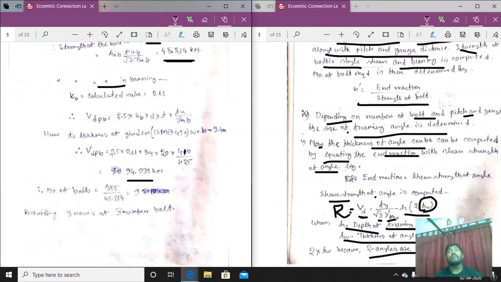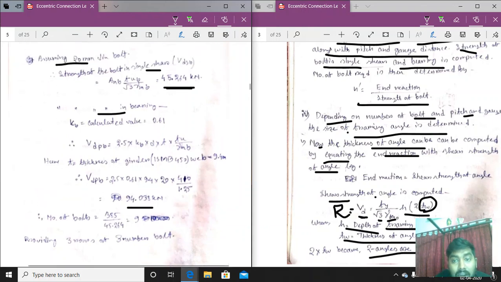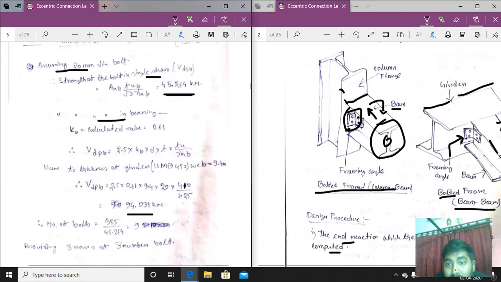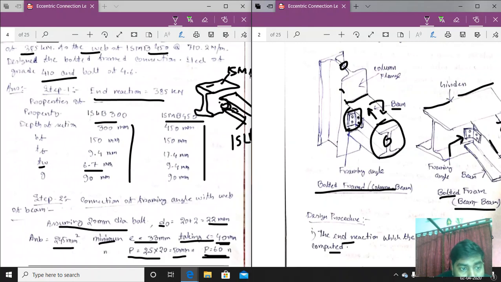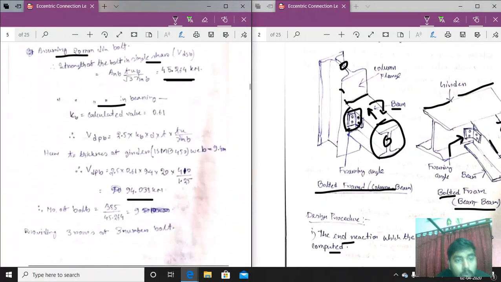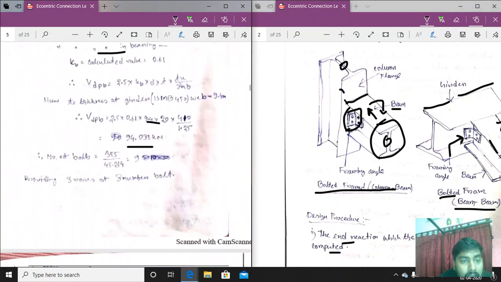So what value to be taken? That is 45.264. Now here, when we are calculating the bearing, the thickness of the girder will be taken, because we do not know the thickness of the framing angle. We will take the thickness of the girder, that is ISMB 400, which is 9.4 mm. So putting this value here, 9.4 mm, we have got 94.038 kilonewton.